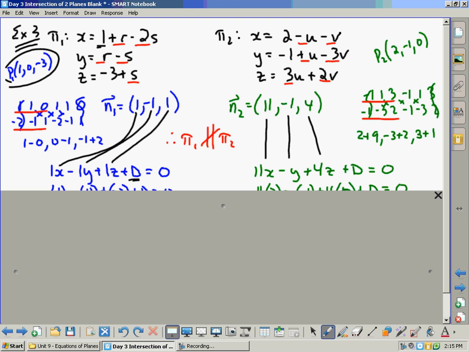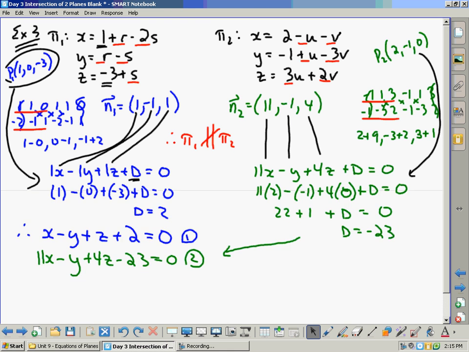Remember, that comes from here. 1, there's nothing here, so 0, and then -3. And take that and plug it in here. The second point over here was 2, -1, 0. Right from the question, plug that in. Once you plug those in, you'll get that d equals 2 in the first equation, and therefore it is x minus y plus z plus 2 equals 0. And then the second one was d equals -23. So you plug that in and you get 11x minus y plus 4z minus 23 equals 0. And now we can begin the question.